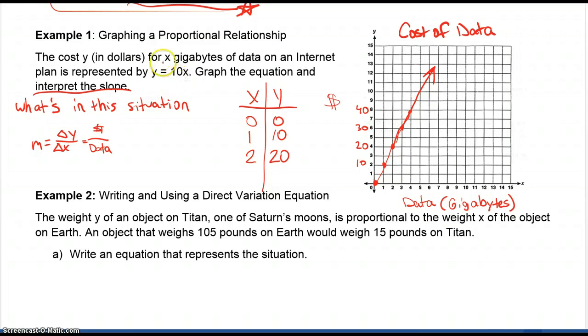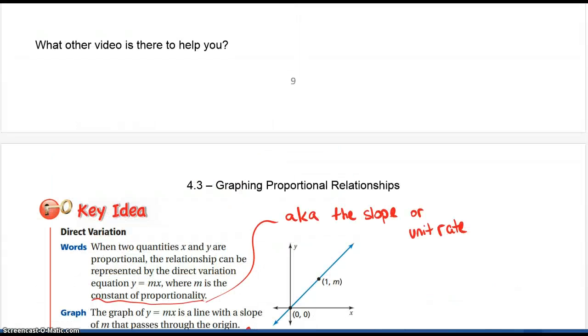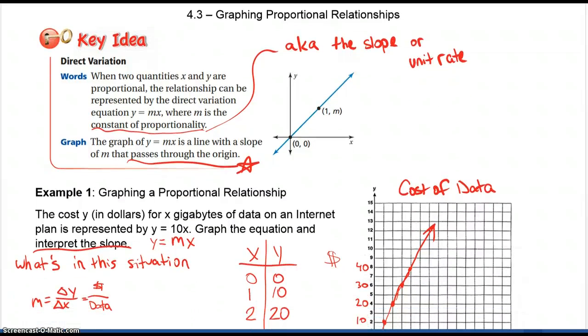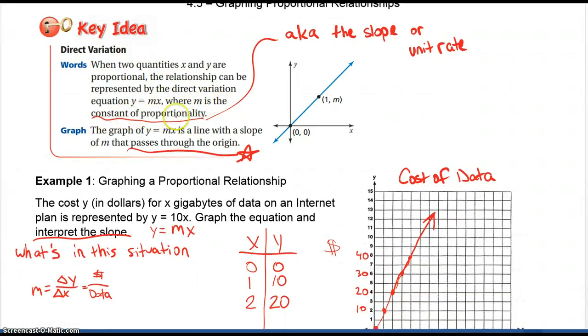So what is our slope? From back up here, it said the slope was the m, and that would be in this position. Remember, up above it said y equals mx, where m was our constant of proportionality. Sorry, I'm jumping here. I want to show you this again. Where m is the constant of proportionality, this is also known as the slope.